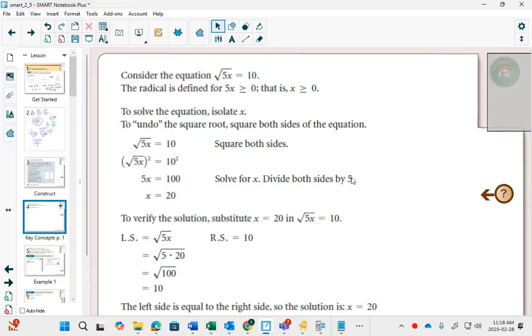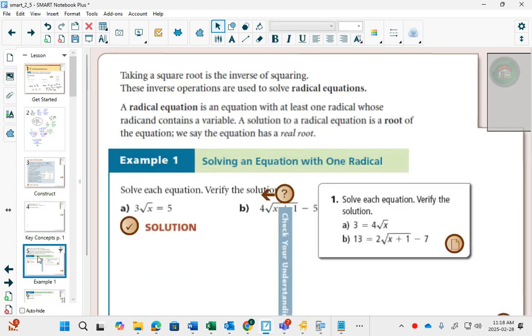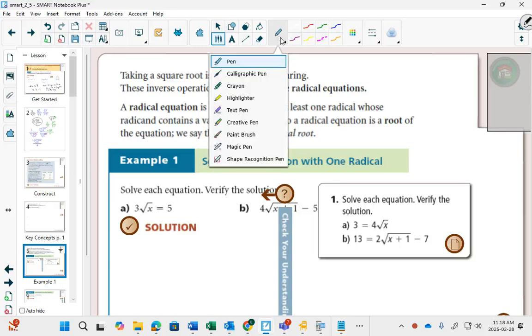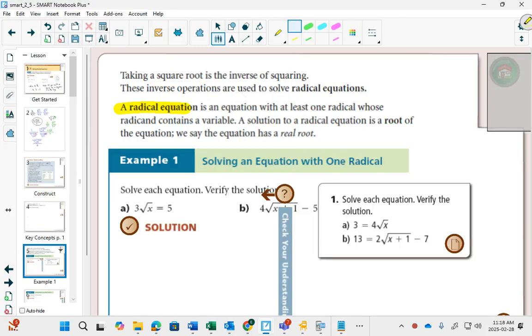Turn to page 140. The first thing at the bottom of 140 that I would like you to highlight is this sentence. A radical equation is an equation, makes kind of sense that it had equation in it, with at least one radical where there is a variable inside. So we have a square root and there's an x inside the square root.